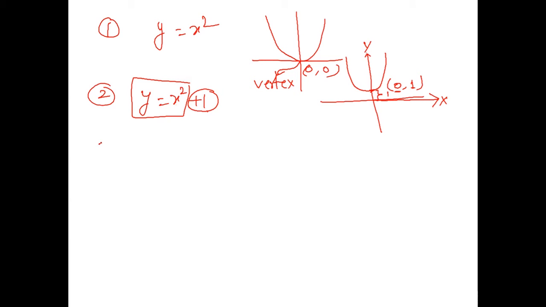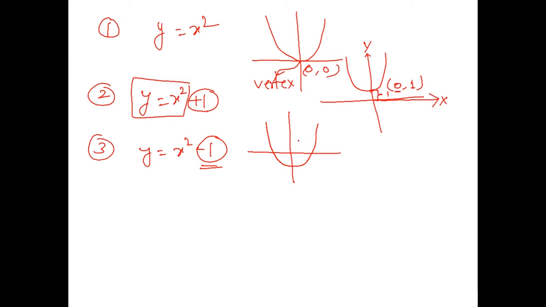Now, third equation, y equals x square minus 1. Here we have minus 1. The graph would look very similar, but it would dip 1 point below the origin. The vertex of this parabola: horizontally we are not moving anywhere, vertically we've gone down 1 point, so it would be (0, minus 1).